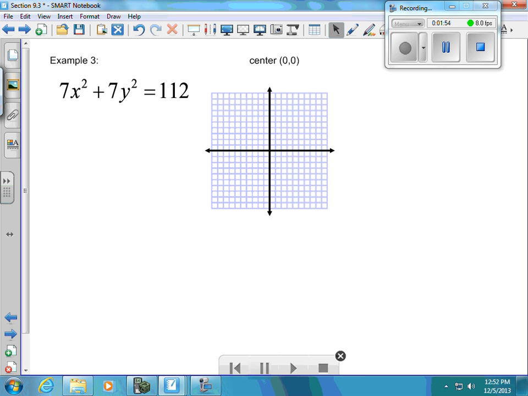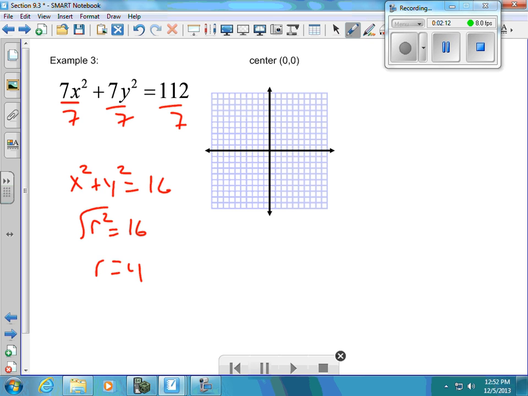What if we have a circle like this? Well, you just divide by what's in front of x and y all the way through. We get x squared plus y squared equals 16. r squared is 16, so r is 4. We square root both sides. r is 4. You don't take the negative because you can't have a negative radius. Makes sense, right? Here is our circle with a radius of 4.